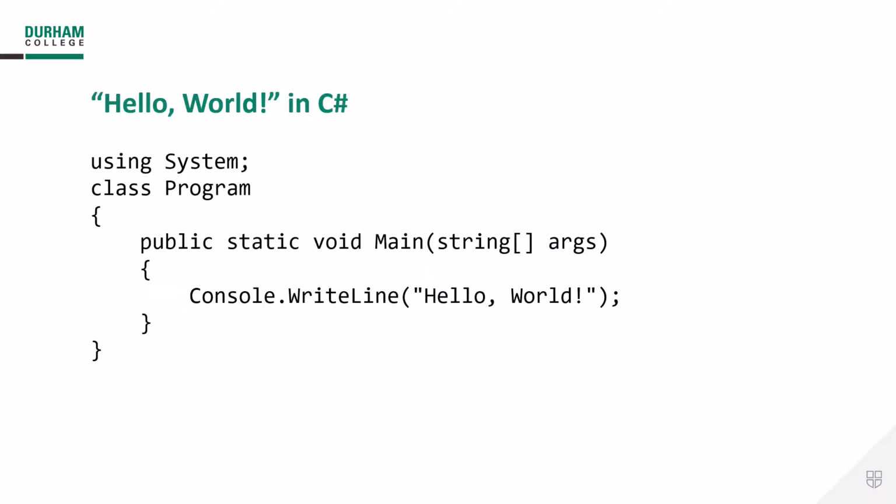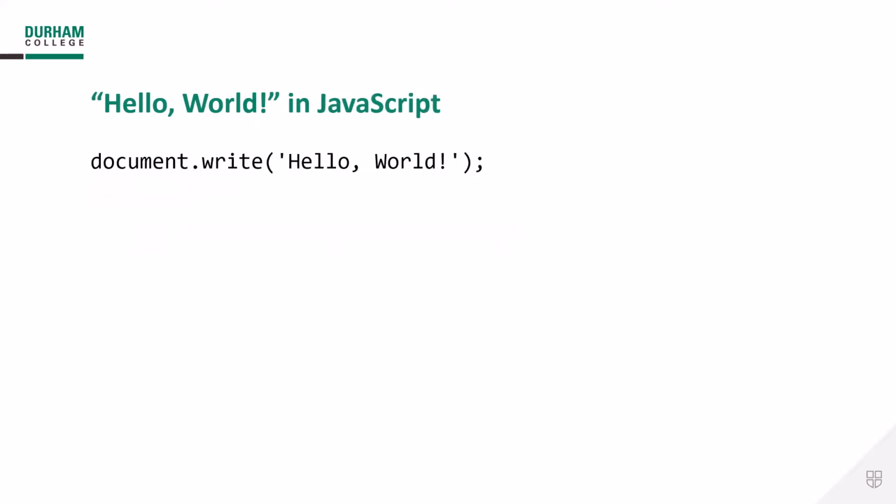And here's what it looks like in C#. It's also a little complicated in that it needs to be within a class and within a main method. In JavaScript, things start to get easier. JavaScript is a scripting language, so there's no compilation necessary. It's just running line by line. And so we see it's just document.write hello world in parentheses and quotes.